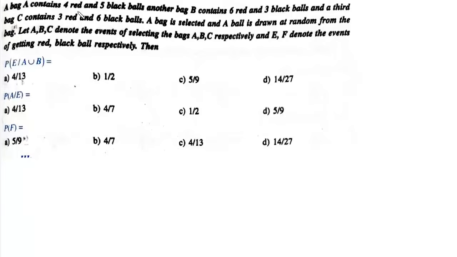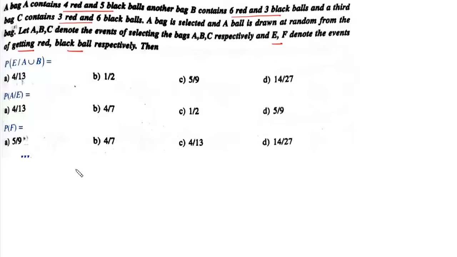Now here the question is, a bag A contains 4 red and 5 black balls. Another bag B contains 6 red and 3 black balls. And a third bag C contains 3 red and 6 black balls. A bag is selected and a ball is drawn at random from the bags. If A, B, C denote the events of selecting bags A, B and C respectively, and E and F denote the events of getting red and black ball respectively, then find the following probabilities.